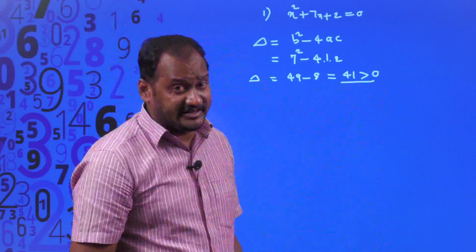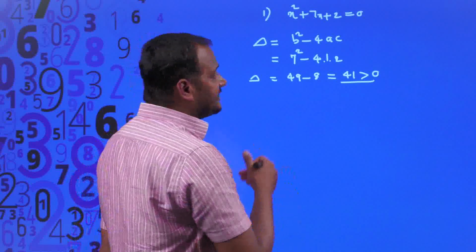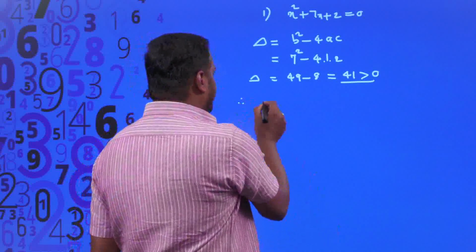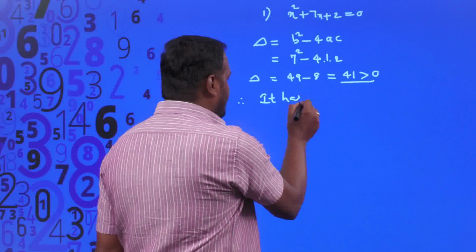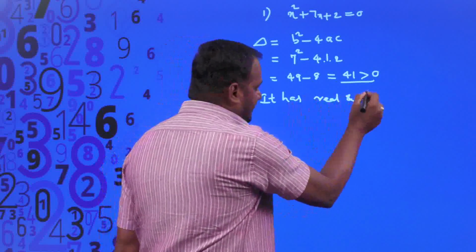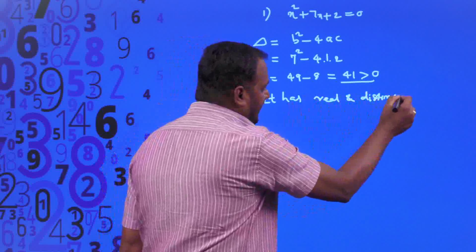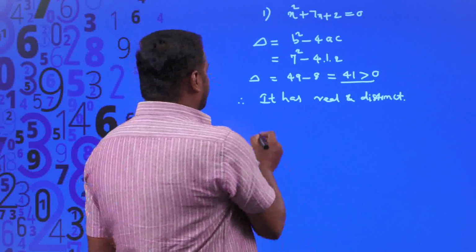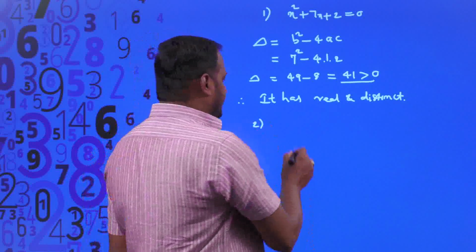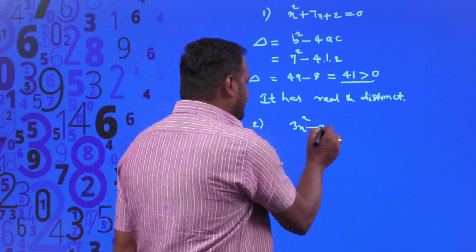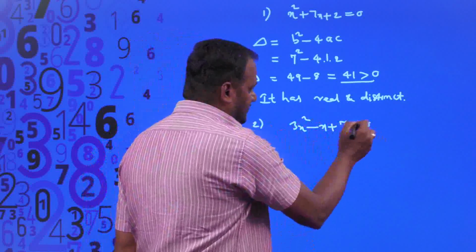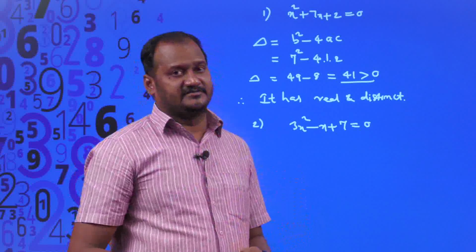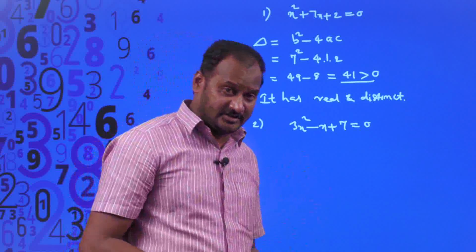Therefore, what kind of roots does this quadratic equation have? Yes, it has real as well as unequal roots. So you should write here, therefore, it has real and distinct roots, or real and unequal roots, or real and different roots. And for example, I am taking one more quadratic equation, that is 3x square minus x plus 7 is equal to 0. My question is just to comment upon the roots of this quadratic equation. You will have to find the nature of its roots.